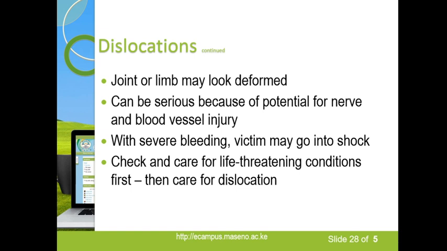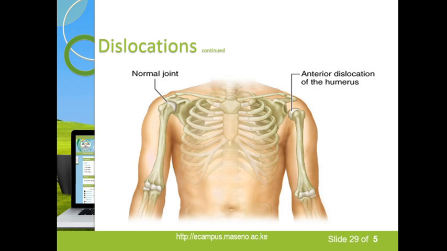When there is dislocation, the priority in management is to first cater for the life-threatening conditions, like if there is bleeding, or prevention of nerve damage. Now, after stabilizing the life-threatening conditions, then you can come and attend to the dislocation.